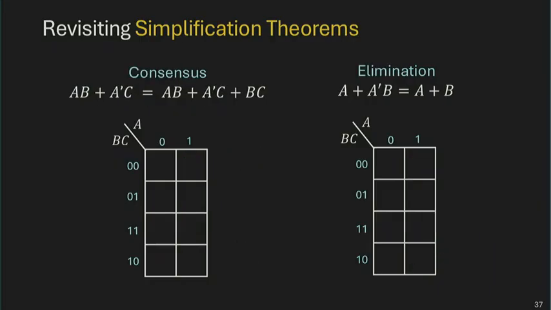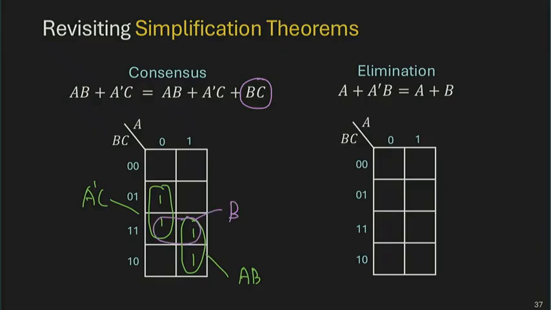So keep going. Some of these more complicated theorems can also be visualized through Karnaugh maps. The first one is consensus. I have AB, so AB goes over here. A prime C goes over here. This is AB, that is A prime C, and they can create this additional consensus term of BC. BC is this thing that overlaps with both of the other two terms, but it doesn't provide any additional coverage, so it can also be eliminated by consensus.